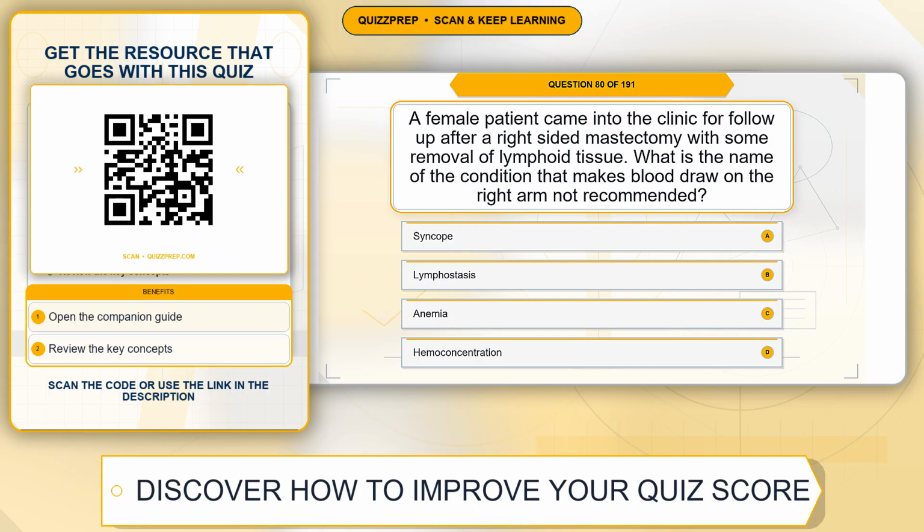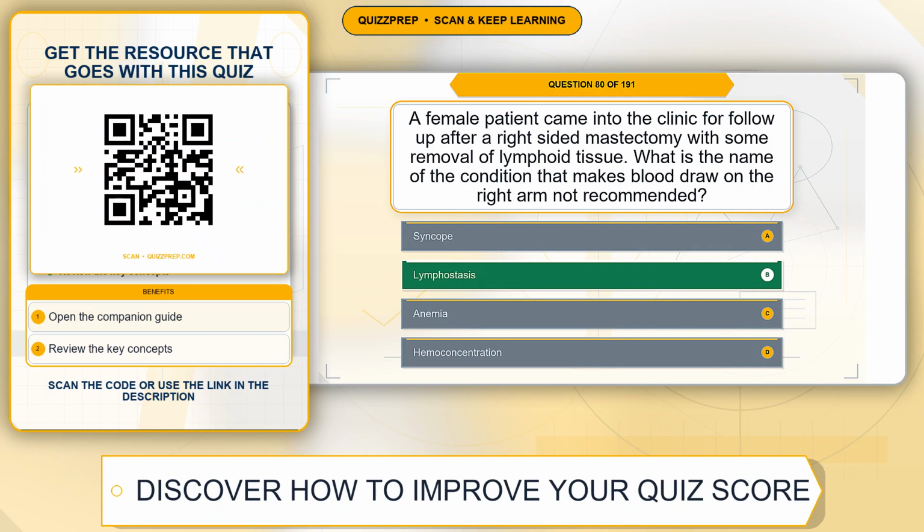Question 80. A female patient came into the clinic for follow-up after a right-sided mastectomy with some removal of lymphoid tissue. What is the name of the condition that makes blood draw on the right arm not recommended? Option A, syncope. Option B, lymphostasis. Option C, anemia. Option D, hemoconcentration. The correct answer is option B, lymphostasis.